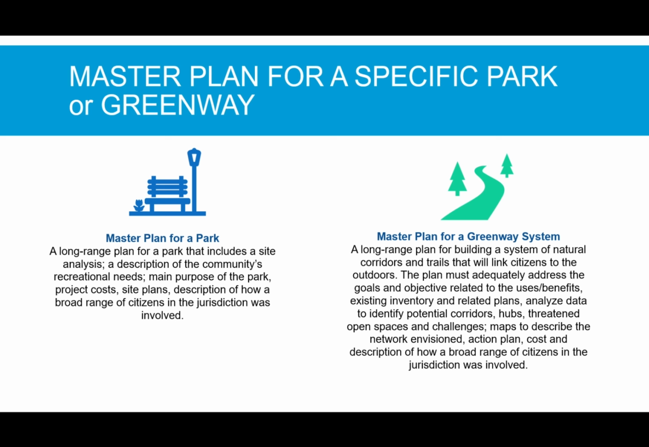Similarly, a master plan for a greenway system is a long-range plan for building a system of natural corridors and trails linking citizens to the outdoors. The plan must adequately address goals and objectives related to the uses and benefits, look at existing inventory, perhaps some related plans in the communities. We'll see that you've analyzed data to identify potential corridors, hubs, or the threatened open spaces, challenges, and then maps to describe the network that is envisioned. Finally, there'll be an action plan, cost, and description again of how a broad range of citizens in the jurisdiction was involved.